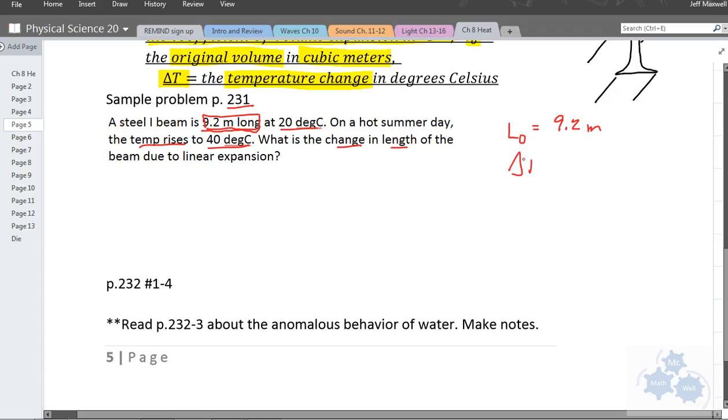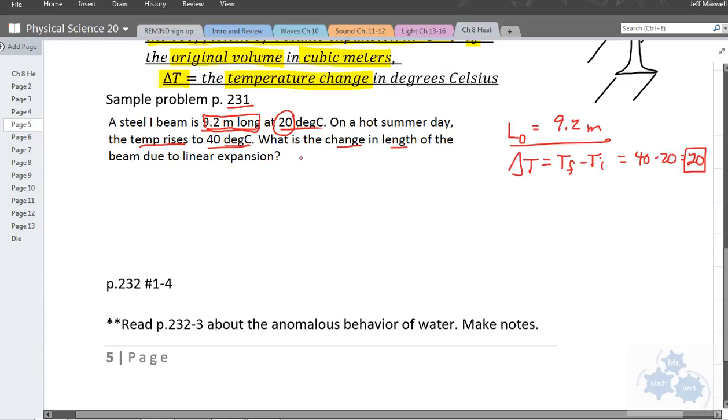Okay, so delta T is going to be what? 20. Okay, is that this one right here? Where'd you get 20 from? Thank you. Remember, change in temperature is the final temperature minus the initial temperature, which in this case is 40 minus 20, so that's 20. Okay, delta T is 20.